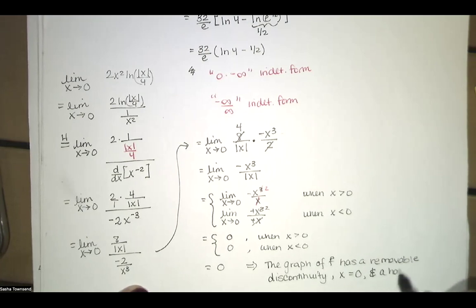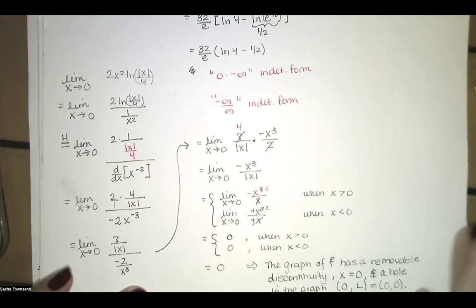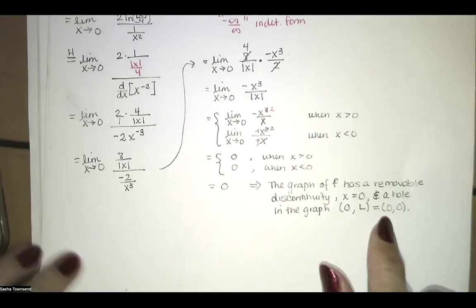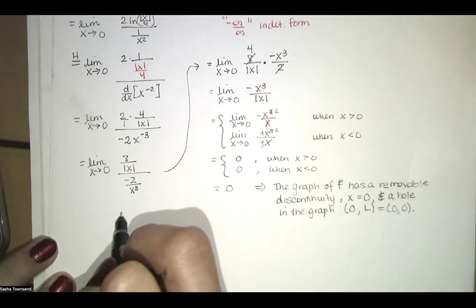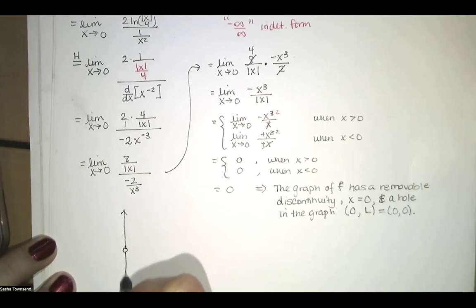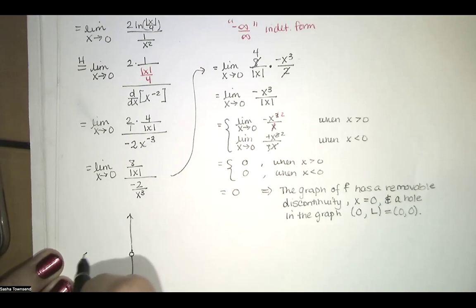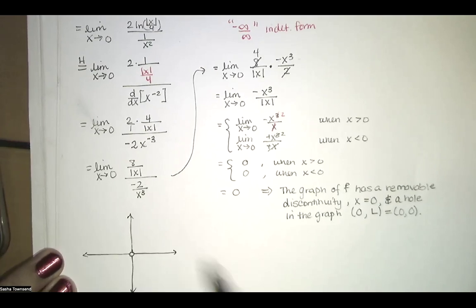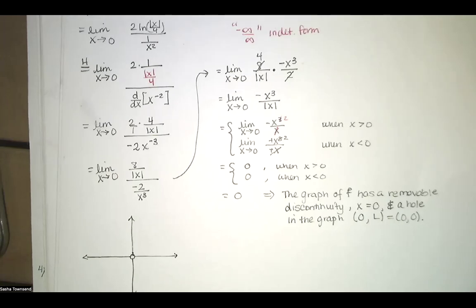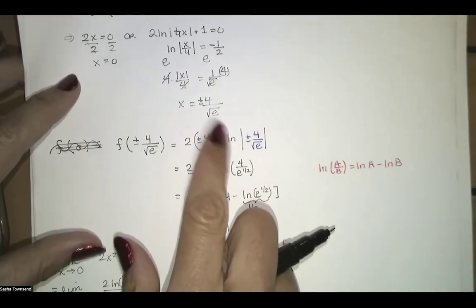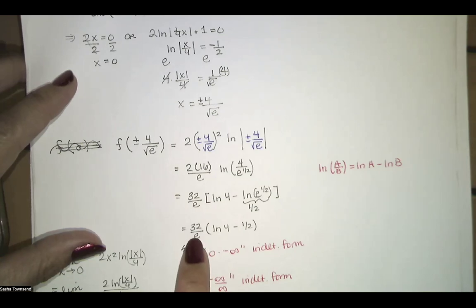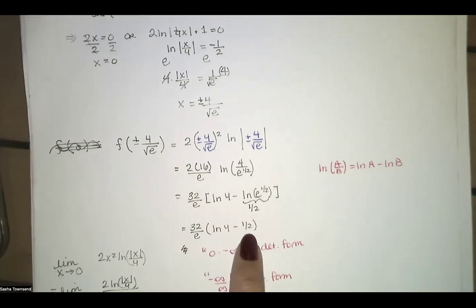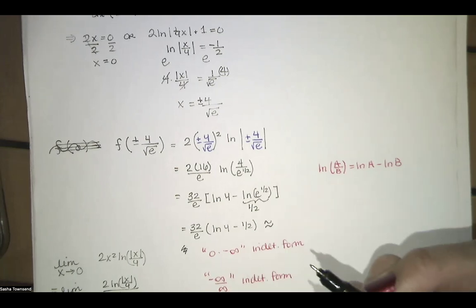And a hole in the graph, that open circle on the graph, at that x value, which is 0, and its limiting value, which in this case happens to be 0. It's a coincidence that we had a limiting value of 0 in a different function as well. So we know now this function has a hole in it at 0. And we know that at the critical points, the y values are equal to 32 divided by e times this quantity, natural log of 4 minus 1/2. And I'm not sure what that is approximately.